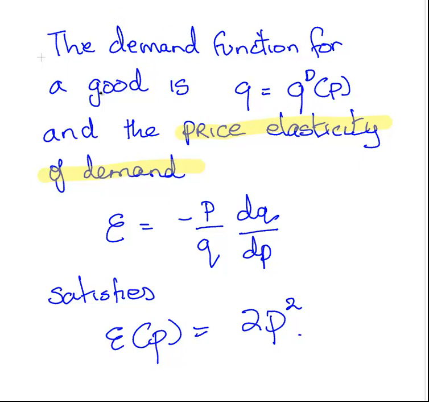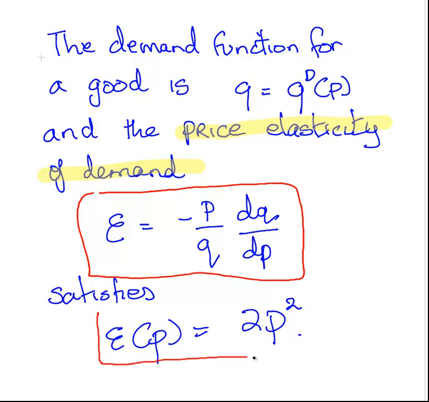So, the demand function for a good is written here as follows: Q equals Q superscript D as a function of P, okay? And this is the price elasticity here. This is just the general formula for it. We use things like differential equations and separable equations when we encounter these sort of problems. Now we're told that, in terms of P, the price elasticity of demand satisfies 2p squared. Okay, so essentially what we're going to do is let both of these two expressions equal each other.